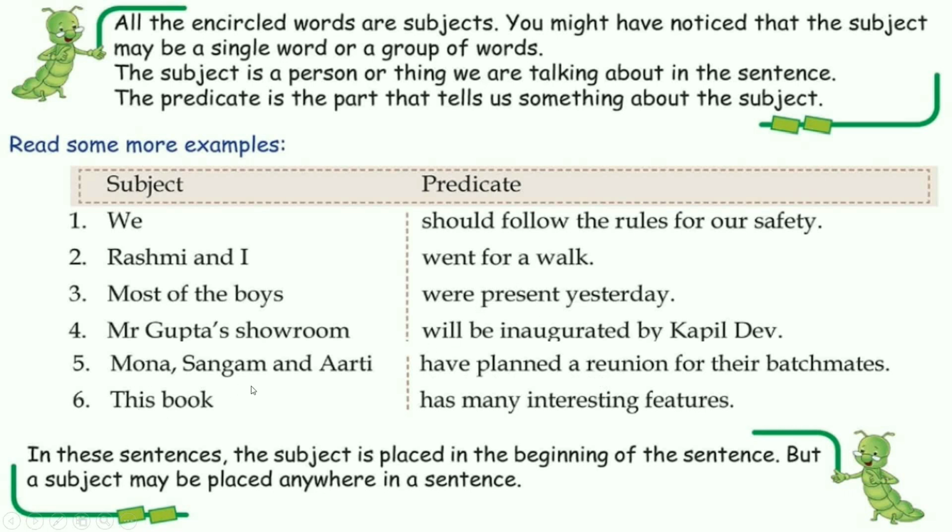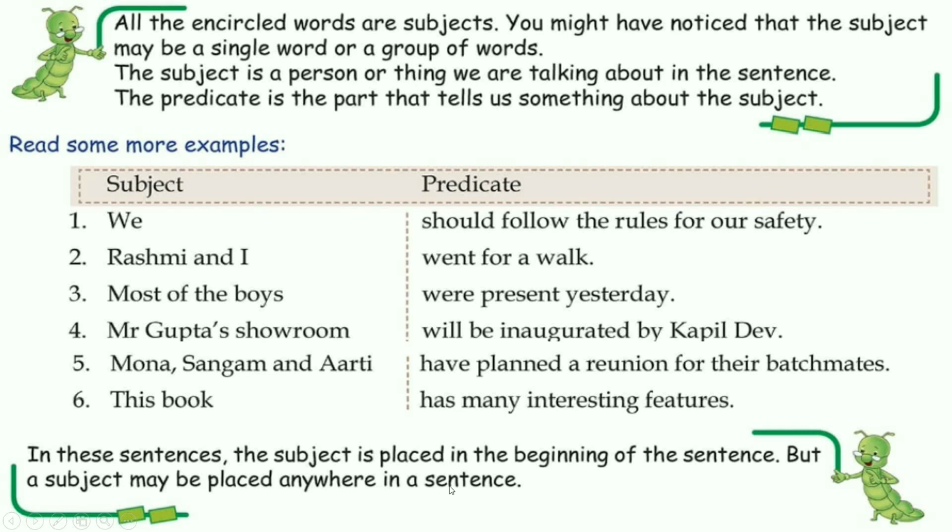Now, the sixth one is this book. We are talking about this book, so it is the subject, and what we are saying about this book, that it has many interesting features. In these sentences, the subject is placed in the beginning of the sentence, but a subject may be placed anywhere in a sentence.